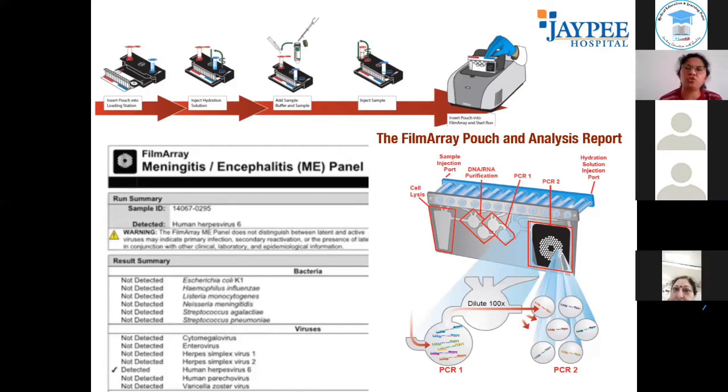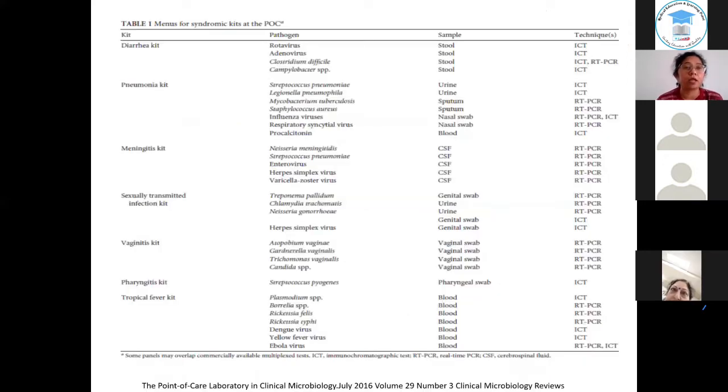The biggest challenge with this point of care testing is the cost in our country. There are a lot of kits which have come up and are available, and the most common syndromic tests have been diarrhea kits, pneumonia, meningitis, vaginitis, sexually transmitted disease kits and tropical fever kits, which have come up, and they are done from various samples.